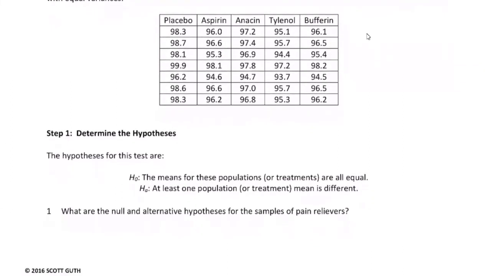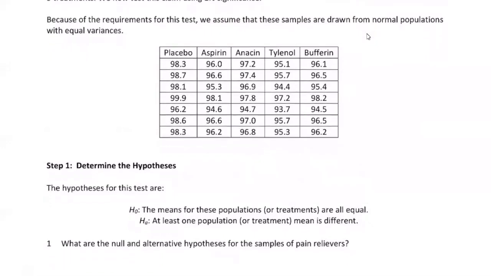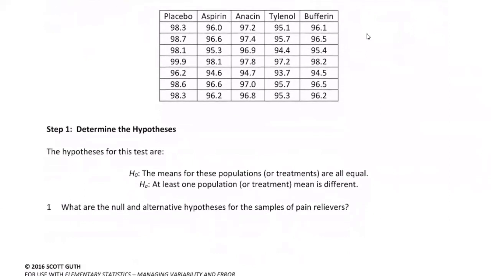Okay, I'm just going to walk you through the test. Again, you've got body temperatures for people on different painkillers. Mostly they're trying to reduce their body temperatures. So let's just walk through the steps here. Step 1, determine the hypotheses.